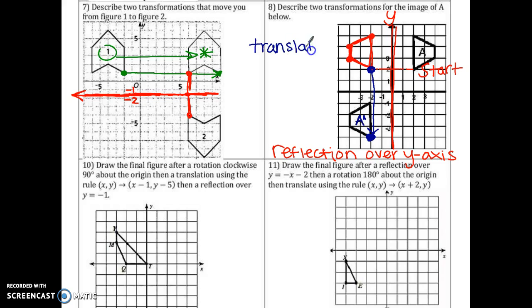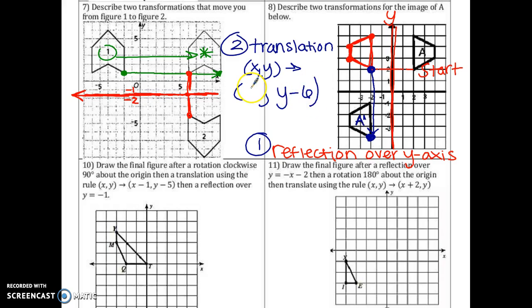And the rule, so this is the first thing we did, and then the second thing is a translation taking XY point and it's down 6, so that would be on the Y, down 6, and the X, we didn't move left or right, so it stays just the same. And that is how you write it out.